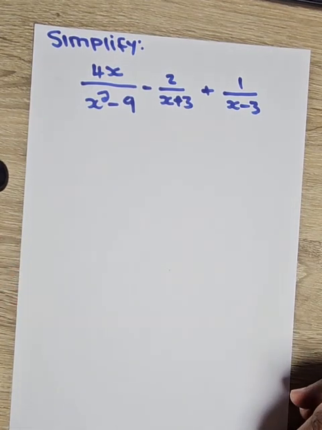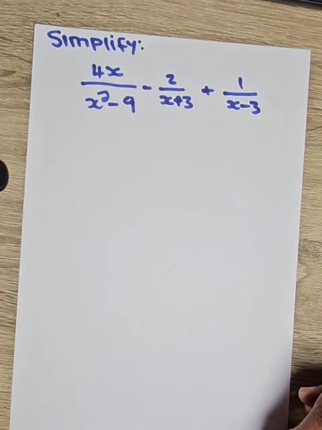Simplify 4x over x squared minus 9, minus 2 over x plus 3, plus 1 over x minus 3. We must simplify this, and in order to do so, we need to identify what we have here. Here we have an algebraic fraction, and the rule that we must always remember is the golden rule of the fraction.